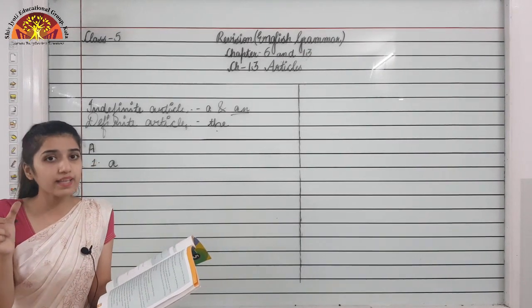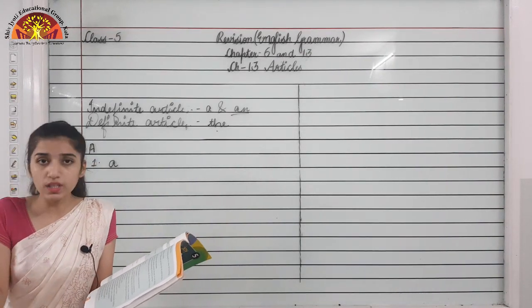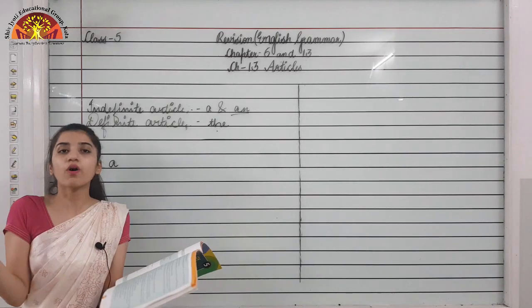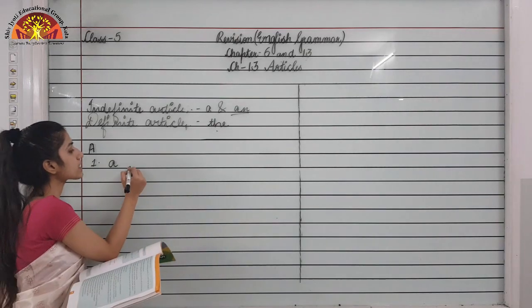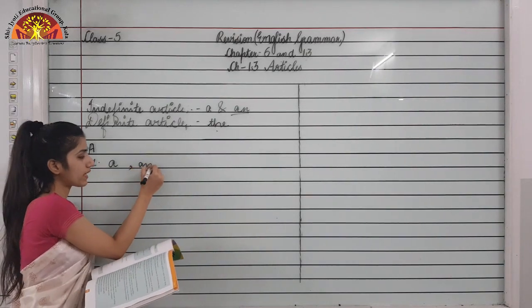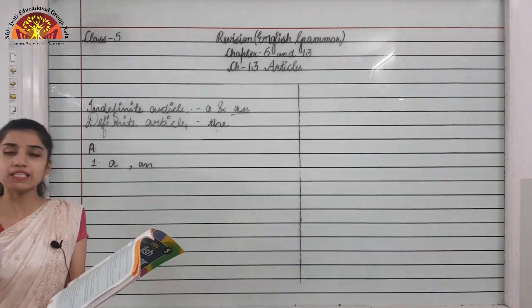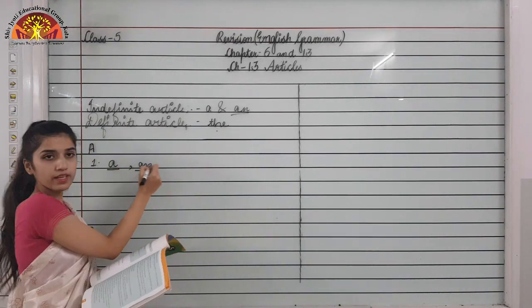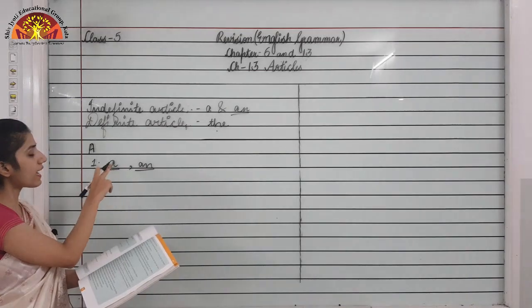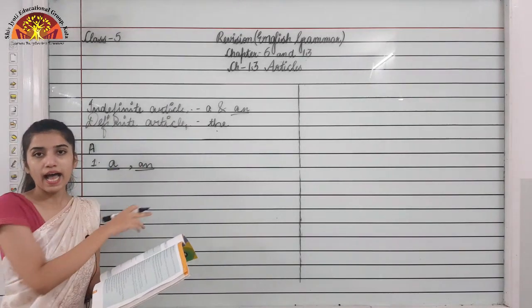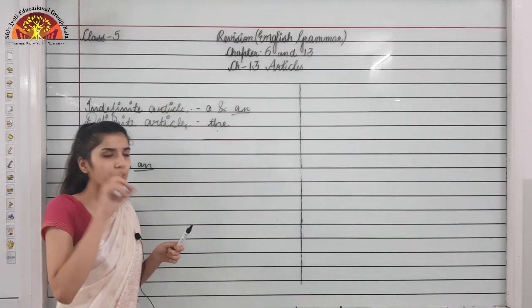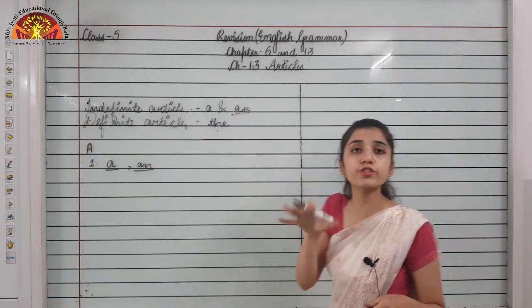Aquarium. A is coming, which is what? A vowel. Okay, the sound is of A only. So the sound is coming of a vowel. Okay, so what we will use in the second blank? An. Okay, like this we have to just listen to the sound and then we have to put the article. Okay, here in the first blank you can see a, and in the second blank you can find an.